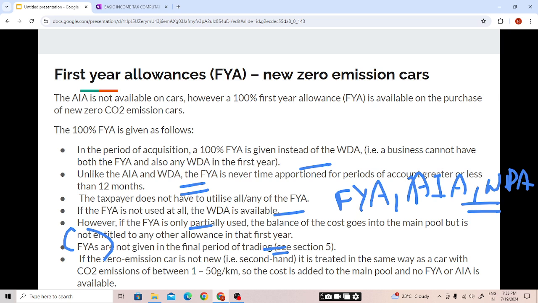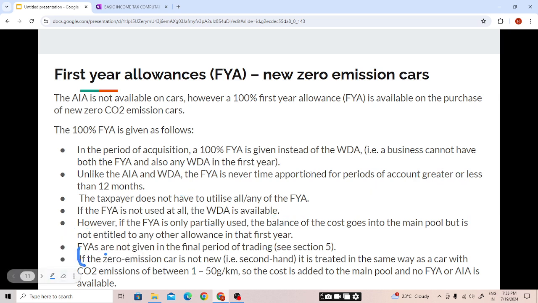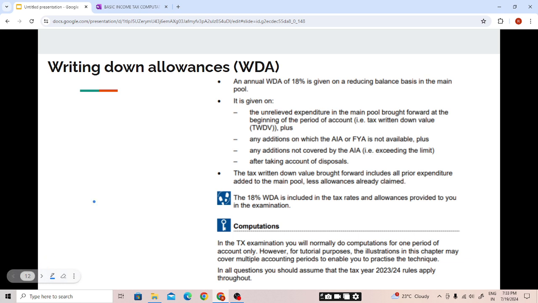And students, we have seen if a second hand car that is zero CO2 emission car is purchased, it will be treated under the main pool. Then we had covered the written down allowances. The written down allowance for the main pool is at the rate of 18%. And how do we calculate the written down allowances?